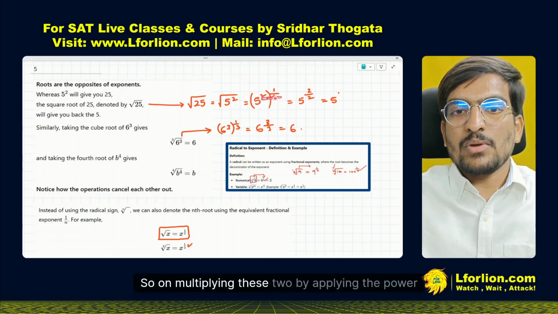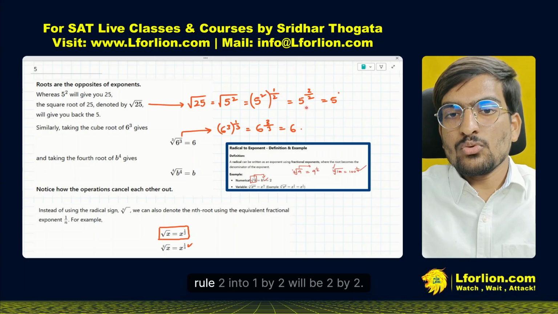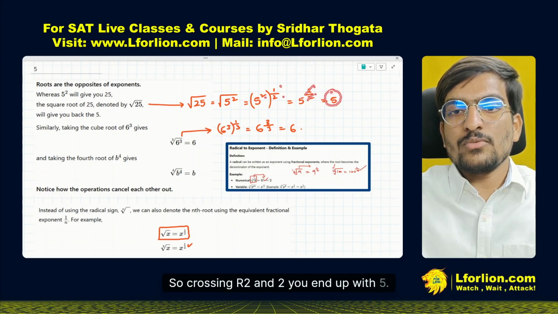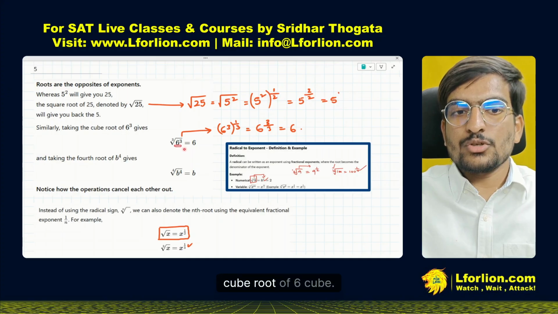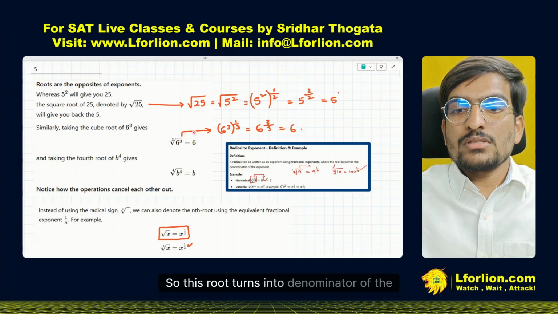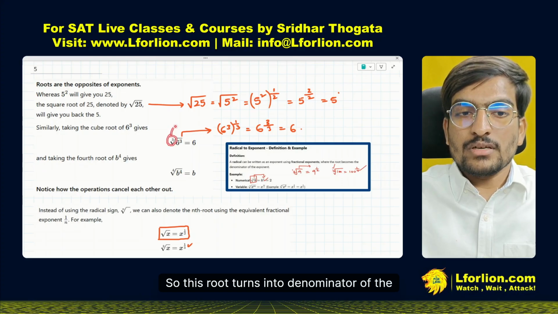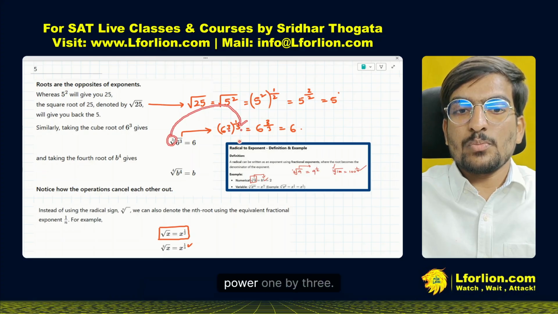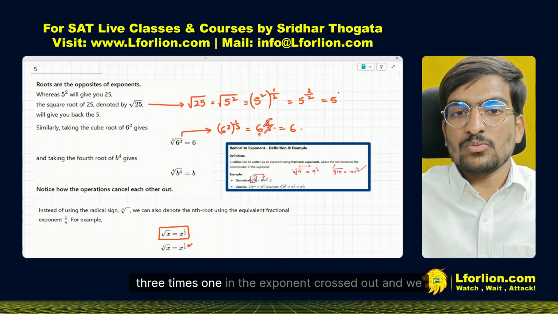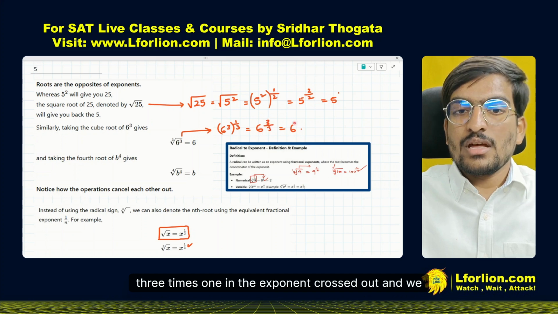So on multiplying this 2 by applying the power rule, 2 into 1 by 2 will be 2 by 2, so crossing out 2 and 2, you end up with 5. Same way here, cube root of 6 cubed, so this root turns into the denominator of the exponent. And applying the power rule, 3 times the whole power 1 by 3, so 3 times 1 by 3 is 3 by 3, crossed out in the exponent, and we end up with 6.